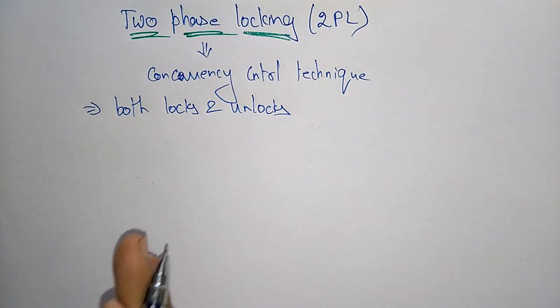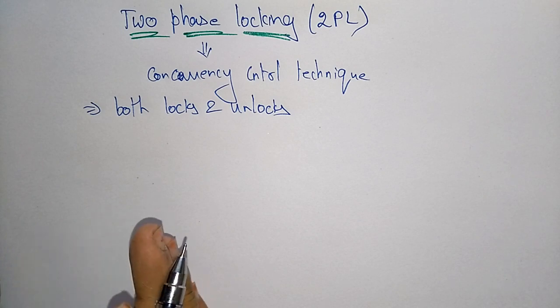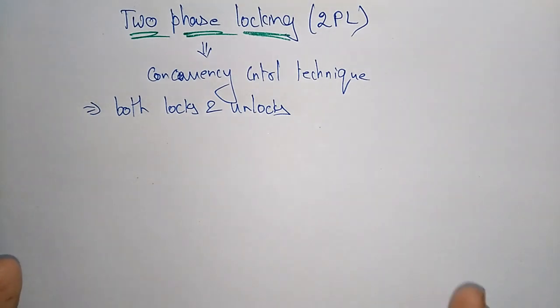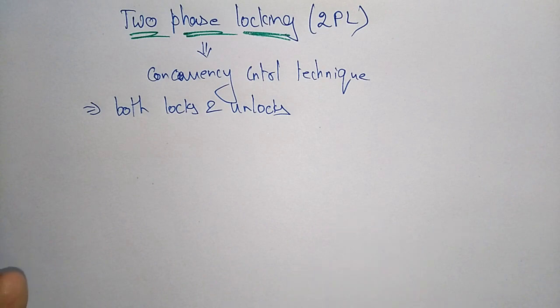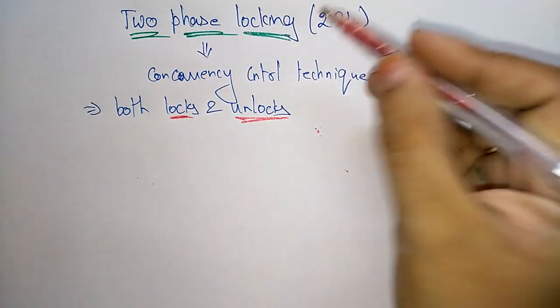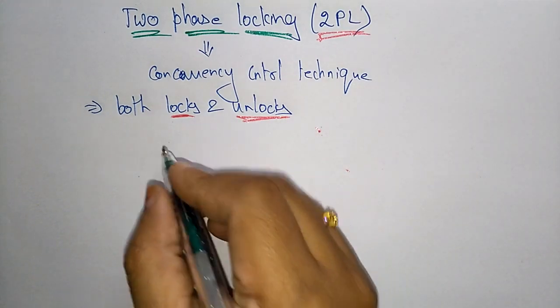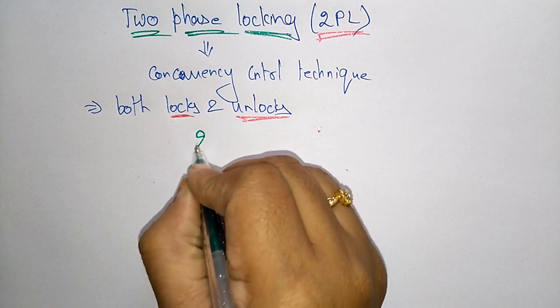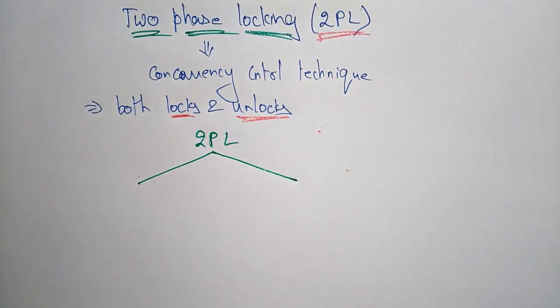First, it locks all the transactions. After the completion of the operation, it releases all the locks, that is, unlocks. So it does two operations in two phases, locks and unlocks. That's why we call it 2PL. Two-phase locking is divided into two phases.